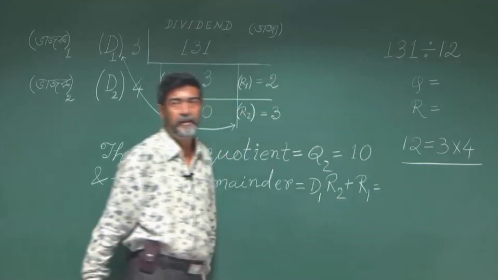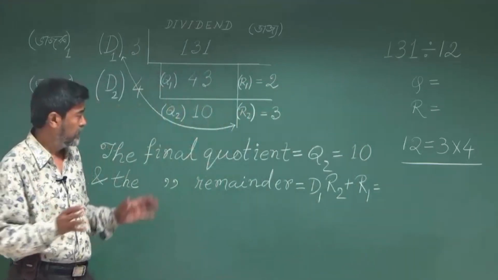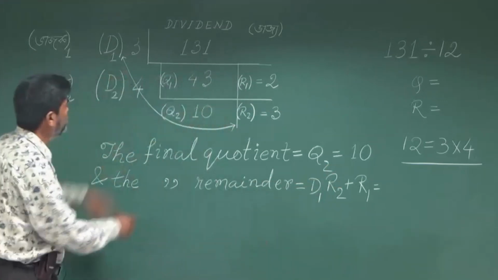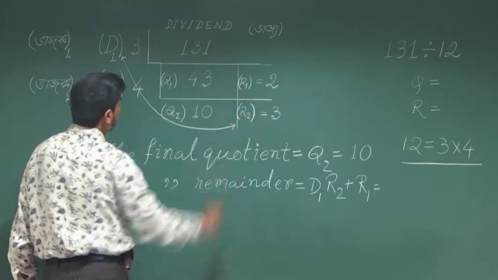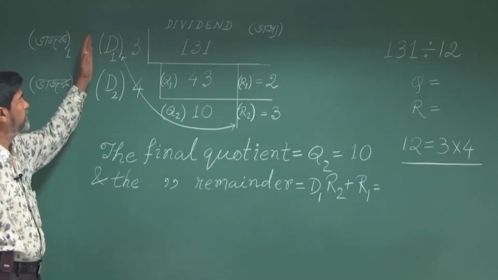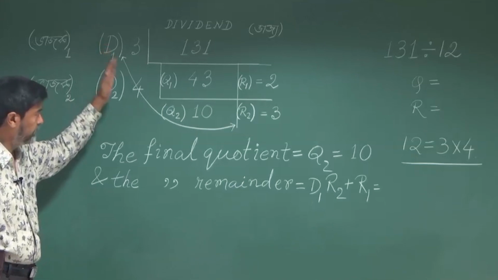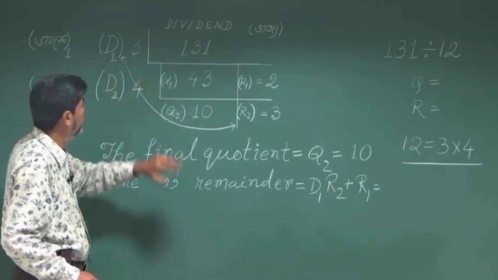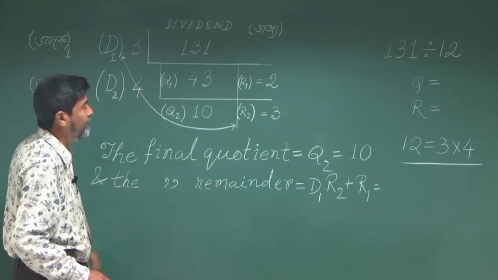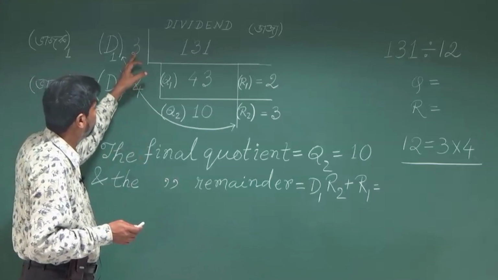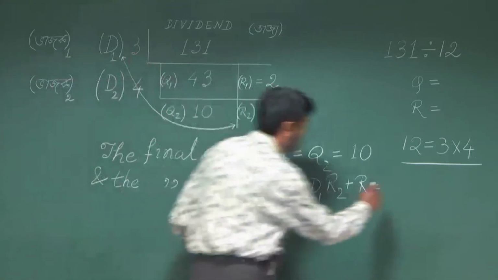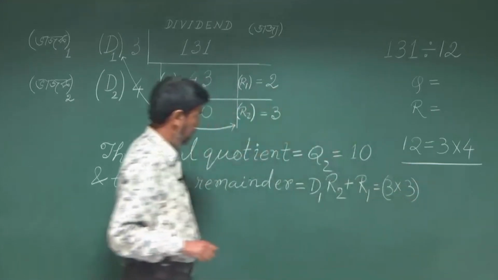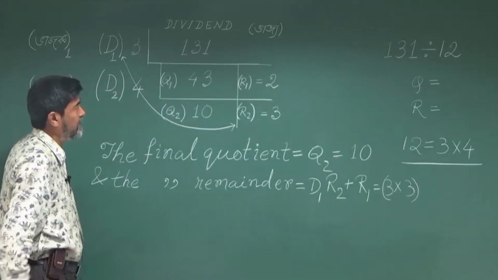And for the remainder, we have a formula: D1 times R2 plus R1. In the diagram, this is D1, this is R2. Northwest corner, this is the northwest corner, and this is the southeast corner. So these two numbers, D1 and R2, will have to be multiplied. Here this is 3, and for R2 we have 3 also. Therefore 3 into 3 is to be performed, and then plus R1.